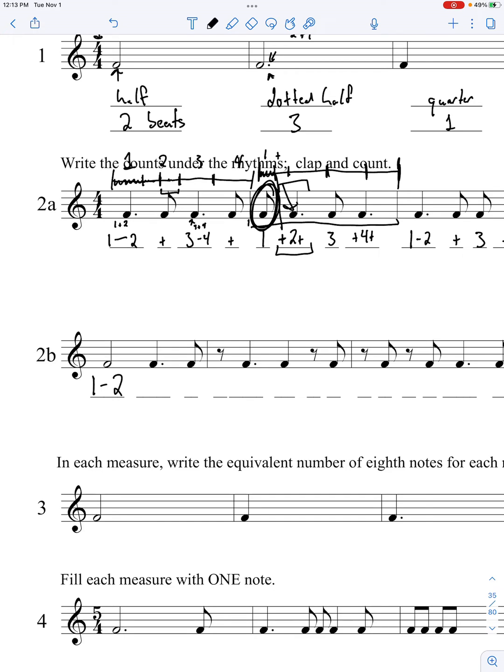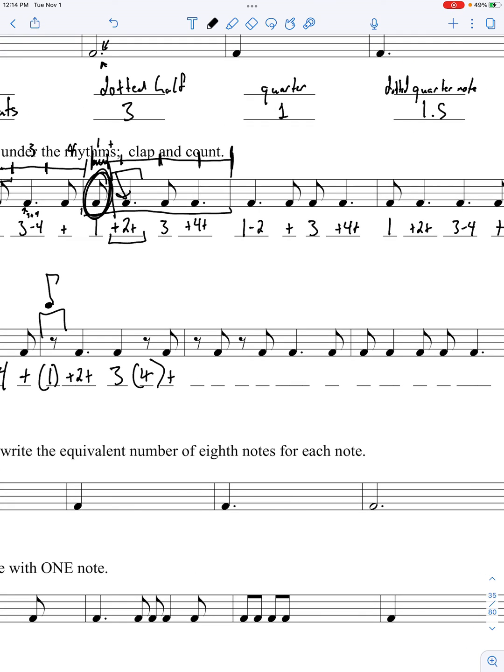So, 1-2, because that half note gets 2 beats, 3-4, and then we have the and attached to that last eighth note. Then always rests get parentheses around them, and 2 and. Notice that that eighth rest is counted the same as if we had an eighth note there. So 1 in parentheses, and 2 and, 3 and, or sorry, 3, 4, and, like that. And we're going to put parentheses around that.